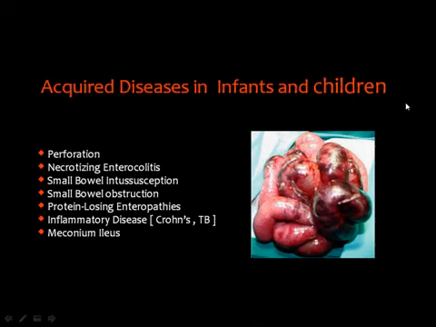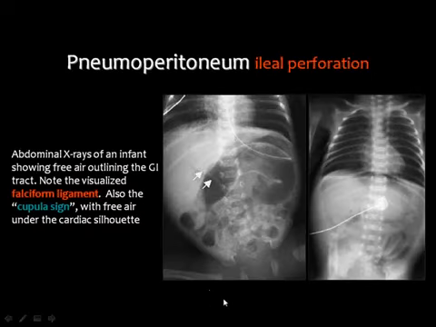Then the acquired diseases of the intestine will include perforation, necrotizing enterocolitis, small bowel intussusception and obstruction, as well as the protein-losing enteropathies and inflammatory bowel disease like Crohn's and TB, and meconium ileus we have discussed.